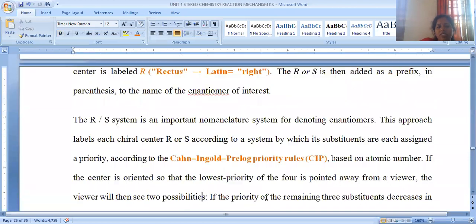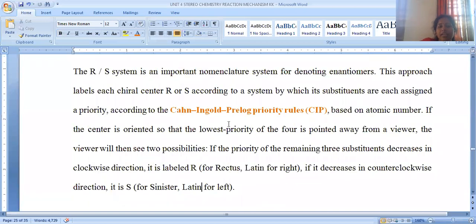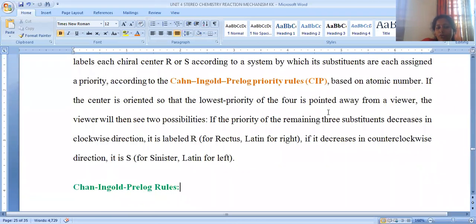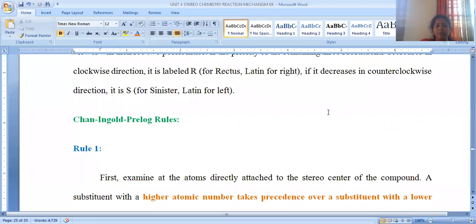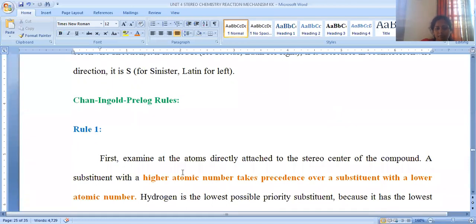So these RS notations are mainly governed by the principles called Kohn-Ingold-Prelog priority rules, which are also called CIP rules, simply called CIP rules. We have the CIP rules in detail here. As we already discussed in geometrical isomers, higher atomic number has higher priority.